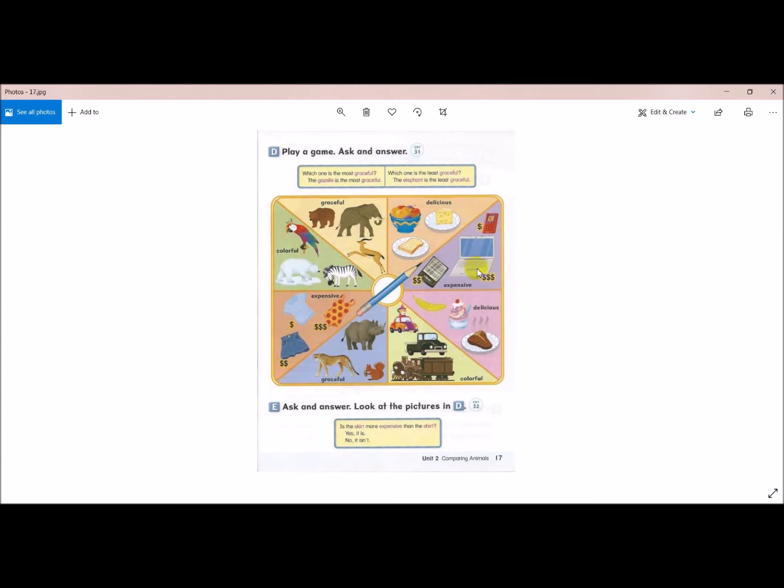Okay, now we're going to ask the least. Which one is the least graceful? Sorry, which one is the least expensive? Yes, the calculator is the least expensive. Okay, now we move to another one.